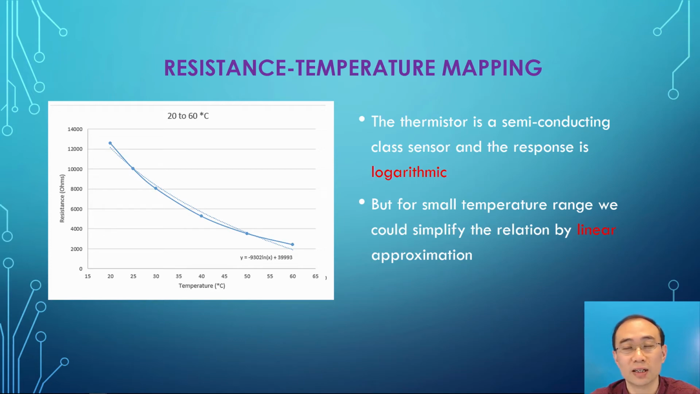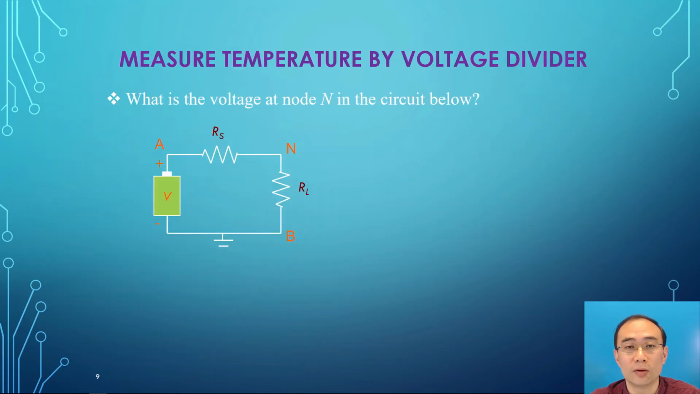Then how can we detect the resistance? Now, let's look at this circuit. This is what we call a voltage divider. We have a battery providing power to two resistors connected in series, RS and RL. Now, what is the voltage drop across the resistance RL?